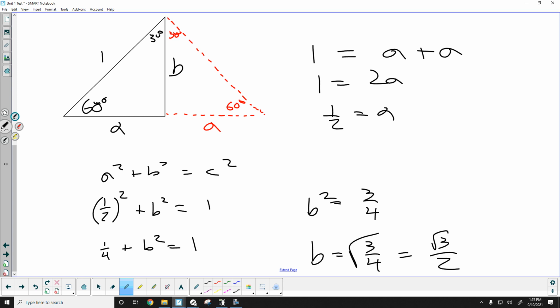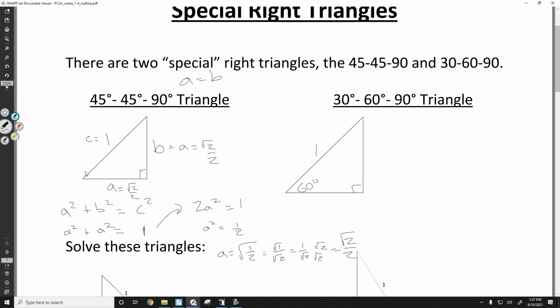Ready, guys? You are going to be using these triangles frequently. 1/2, √3/2. Now, what's bigger, 1/2 or √3/2? This is a good question. Tell your neighbors, what's bigger, 1/2 or √3/2? And why? This is very important.